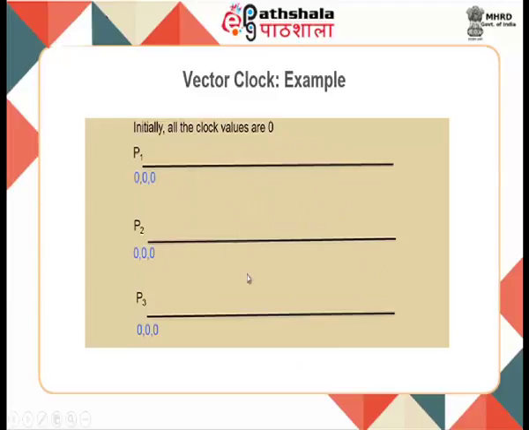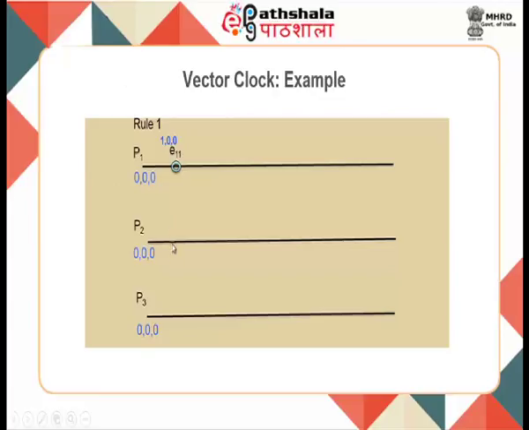So, here is an example. Initially, with 3 processes, there are 3 values in the vector, all zeros. Now, for the first event, an internal event, it increments only its own clock. So it will change only the first value in P1. On E11 it becomes 1 0 0. Similarly, in P2 it will change only its own clock, 0 1 0, and in P3 it will be 0 0 1.